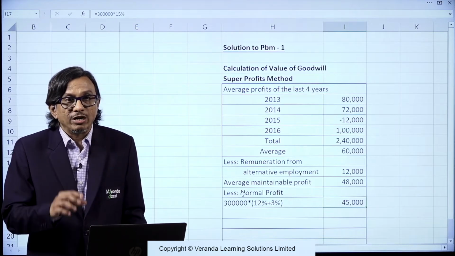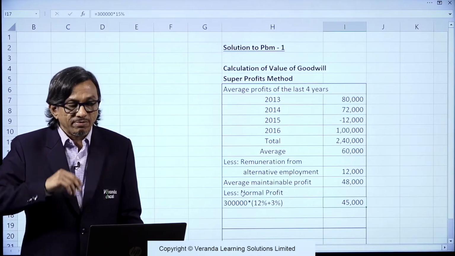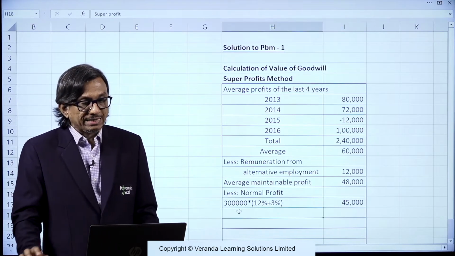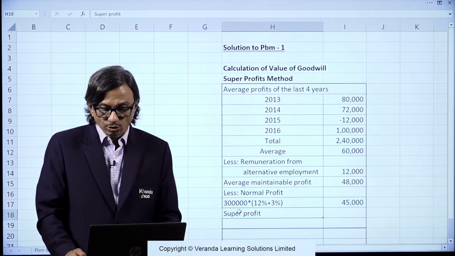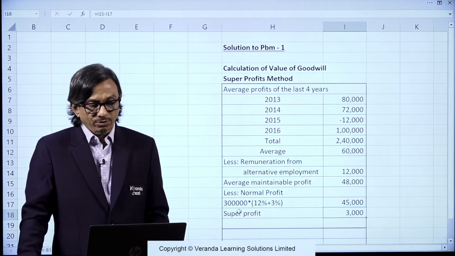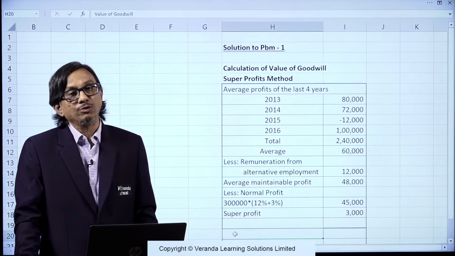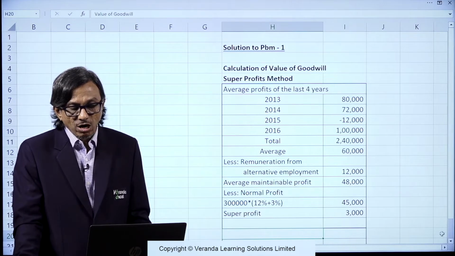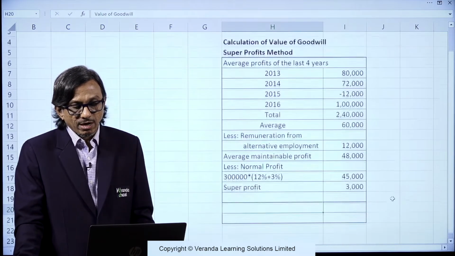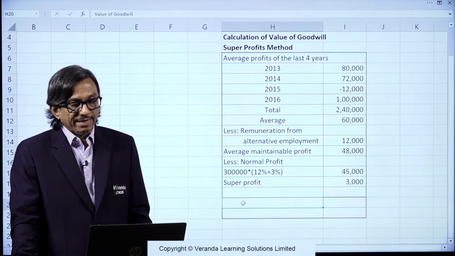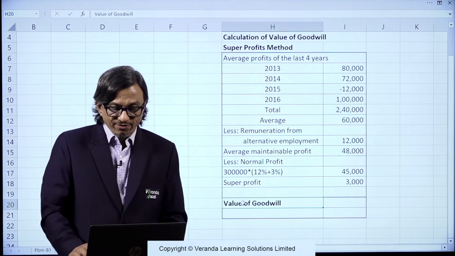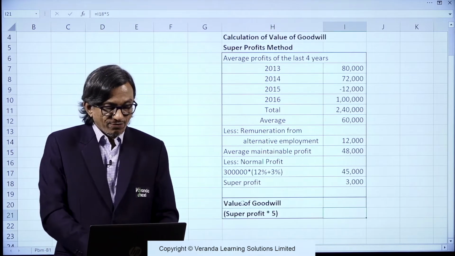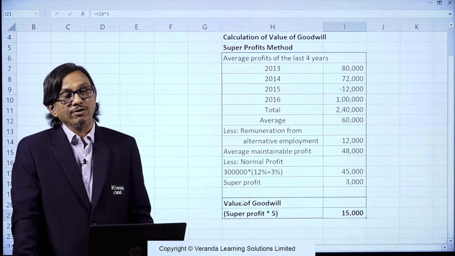So, he is expecting to earn 45,000 normally, but from the business he is going to get 48,000. That means he is going to make an excess or a super profit of 3,000 rupees. Is it positive? Yes. So, if the super profit is positive, then you have to multiply that by the number of years to find the value of goodwill. How many years according to the problem? According to the problem, it is 5 years. Therefore, multiply the super profit by 5. You will get the answer for goodwill. Super profit into 5, 3,000 into 5 will be 15,000. That is the value of goodwill.